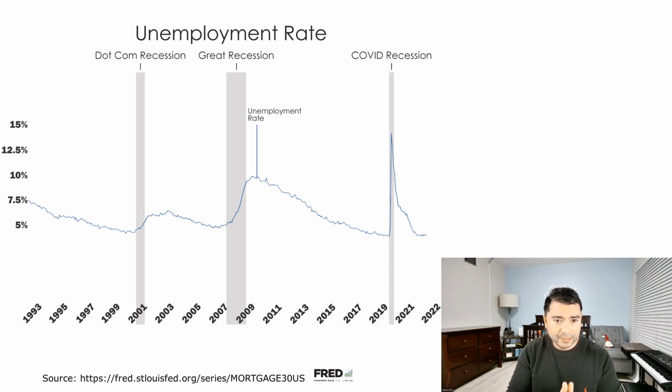Now, after that, it took a very prolonged period of time for the unemployment rate to go back to pre-recession rates. Now take a look at the COVID recession. It took a very short period of time to get back to pre-recession rates. Very interesting.